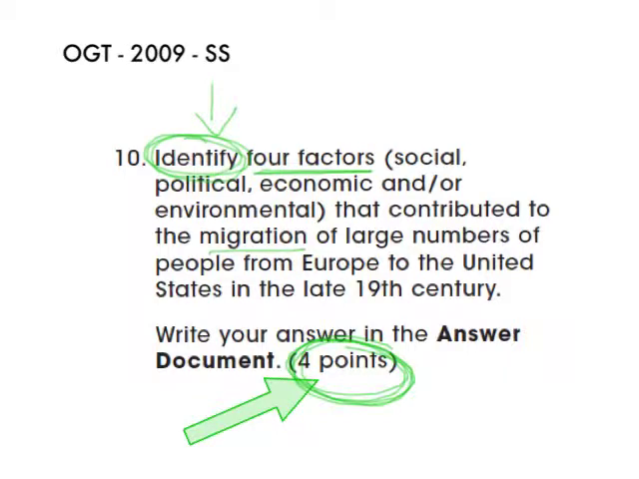So in order to get full credit for this, I have to correctly identify 4 factors, and the prompt gives us social, political, economic, or environmental factors that we can include. If we can only correctly identify, let's say 2 or 3 factors, it's better to write those 2 or 3 down rather than 4, and rather than a blank answer, so that you can get possibly 2 or 3 points on this question.